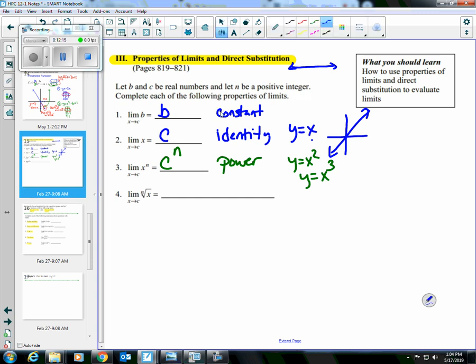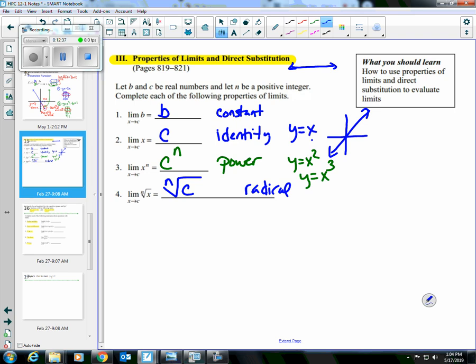All right, so the next one is the root, same idea. This is the radical version, we call that radical, because it's a root. So if you're doing the same sort of thing, it's a continuous function, like a square root, a cube root, fourth root, whatever it might be. The value of the limit is going to be the same as the value of the function. So that would be the nth root of whatever that constant is.